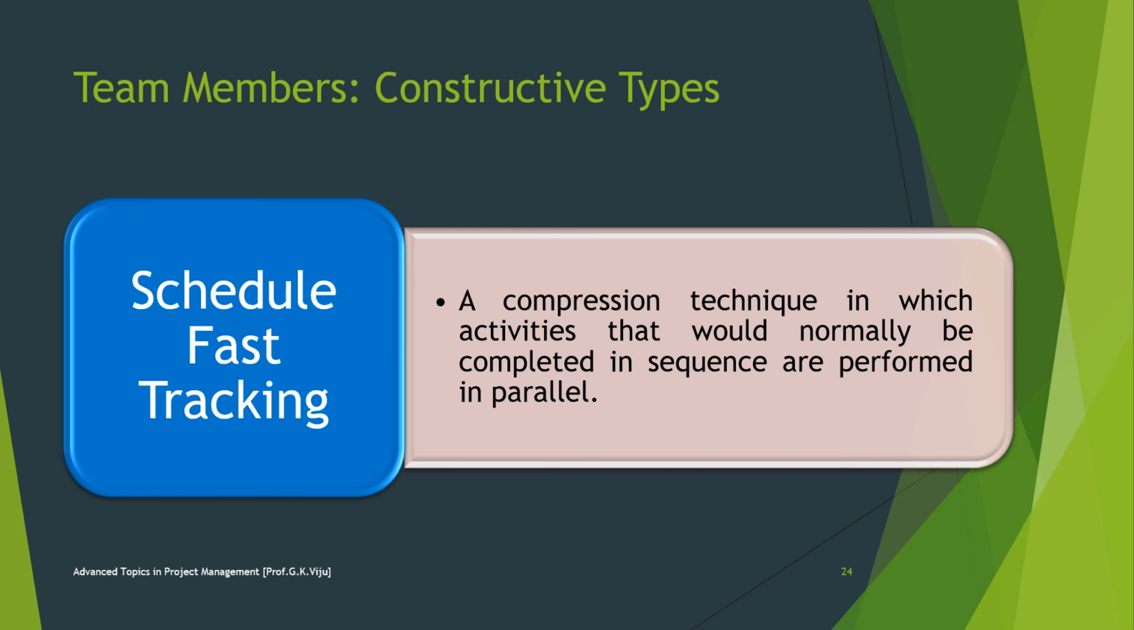Afterwards, you will rearrange the fast track activities and reanalyze the schedule. To compress a schedule, project managers start with fast tracking because it does not cost more. However, it increases risk as activities are overlapping.